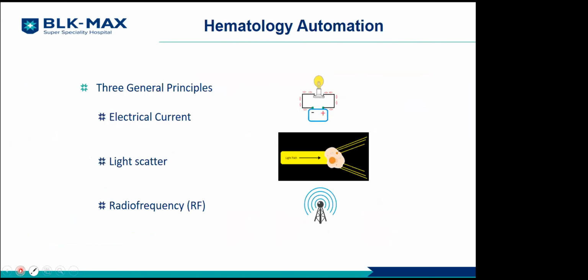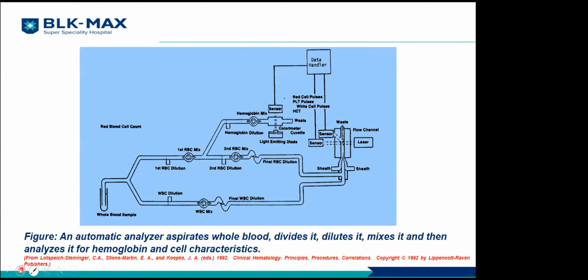Now, when we get a complete blood count examination in laboratories handling hematology today, we generally put that sample through automation on a hematology analyzer, which generally uses three characteristic principles. Either we employ electrical current to identify and count the particles or cells, or we use light scatter and radio frequency. These are the usual ones used by most people.